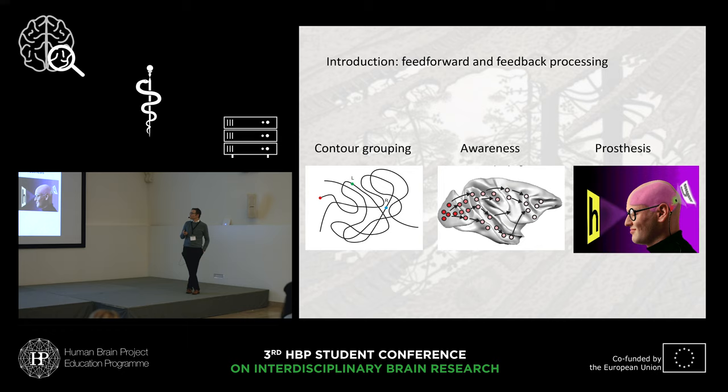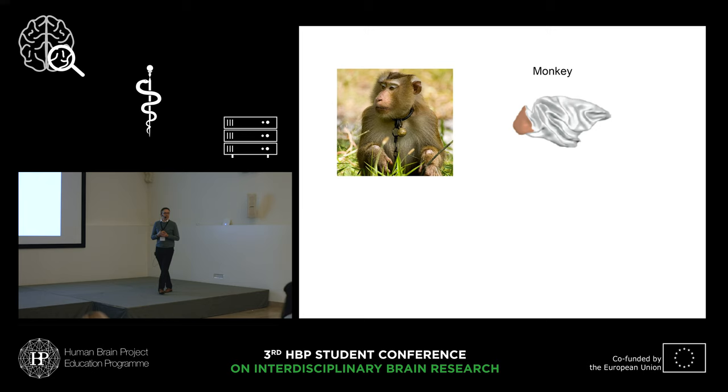Start with the introduction. So a lot of the work we do in the lab is with monkeys, macaque monkeys, because they're an excellent model system if you want to understand what's going on in the visual cortex of humans. I'm also going to present just a snippet of data that the things that we find in monkeys is indeed also happening in the brain of humans.